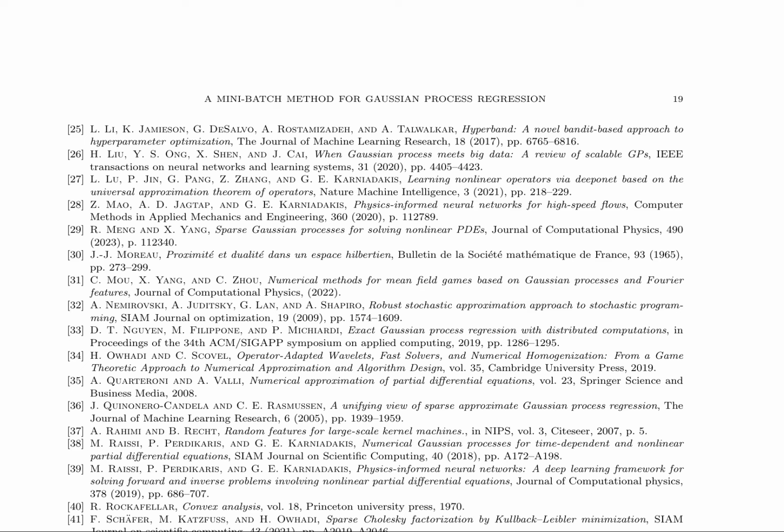The method is rooted in the concept of proximal duality, leveraging the work of Murrow, 1965, and Nemirovsky et al., 2009. The authors develop an iterative algorithm that alternates between a primal update and a dual update, utilizing the sparse Cholesky factorization approach of Schaefer et al., 2021. The primal update involves solving a stochastic optimization problem, where the objective function is approximated using a mini-batch of data points. The dual update, on the other hand, involves updating the dual variables using a gradient-based approach.